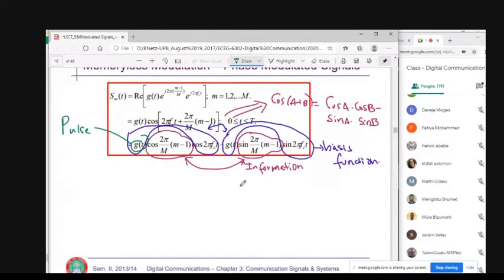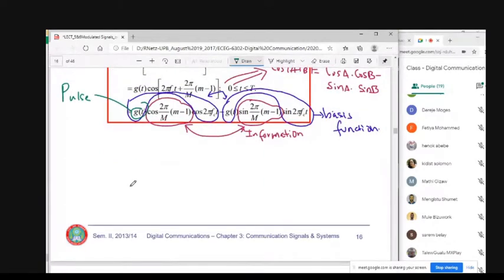Now, if we try to visualize the actual implementation, this is how it looks. You have a sequence of bits that are abstracted as zeros and ones. This sequence of bits comes to the modulator. First, we take k bits at a time.